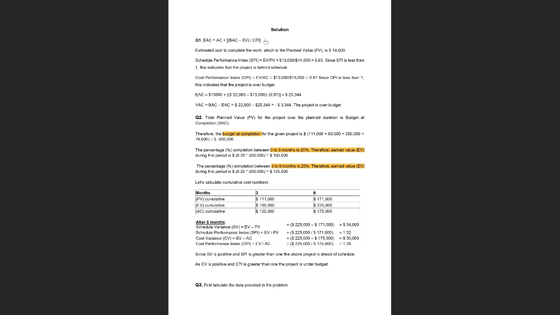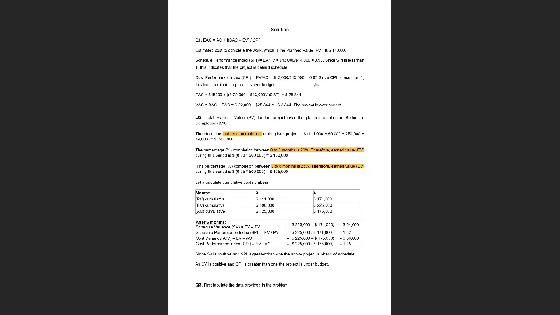But the tricky part is you have to find the CPI. The CPI is earned value divided by actual cost. You will see that the number has been rounded to 2 decimal points here, so 0.87. But if you actually divide this number, it comes to, I think, 0.866666.